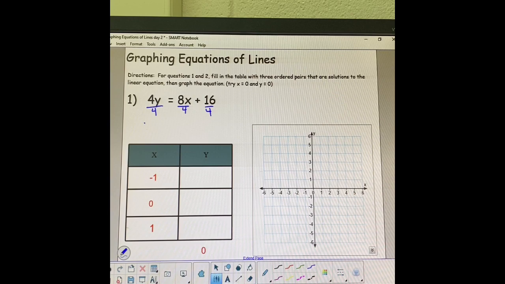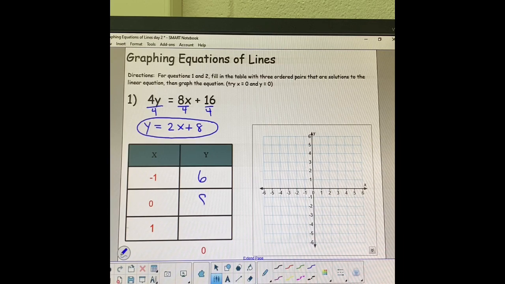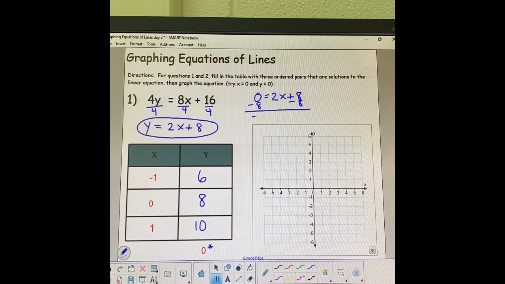Try this next one. First, put it in standard form. We're going to plug in x is -1, x is 0, and x is 1. But we're also going to plug in y is 0 to solve for x. That's going to help us get our x-intercept. Plug in the points, plot the points, make a straight line, use arrows, label your line with the equation, find the x and the y intercepts.